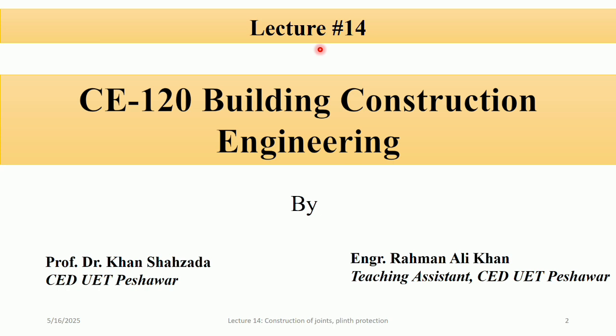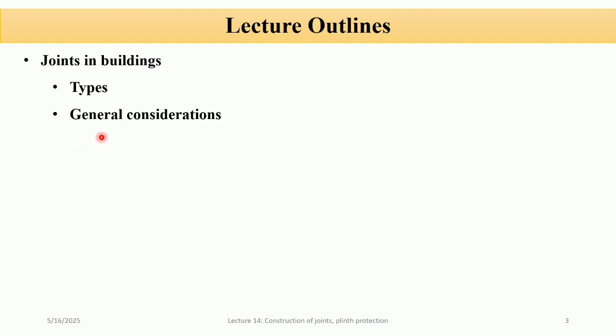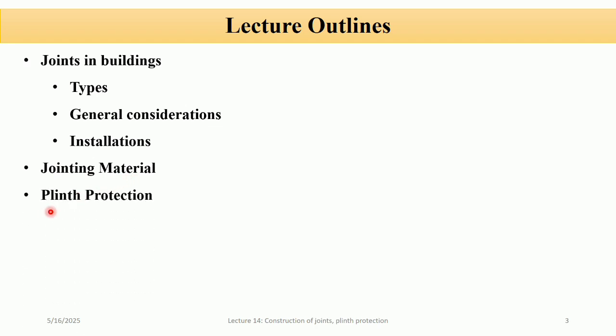Let's start lecture number 14 of Building Construction Engineering. The outline of this lecture is joints in building. We will discuss this in detail: its types, its general configuration, and installation. We will discuss each type of joint in detail, with its configuration and installation, in separate parts of this lecture. We will discuss the jointing material, and at the last we will discuss plane protection.